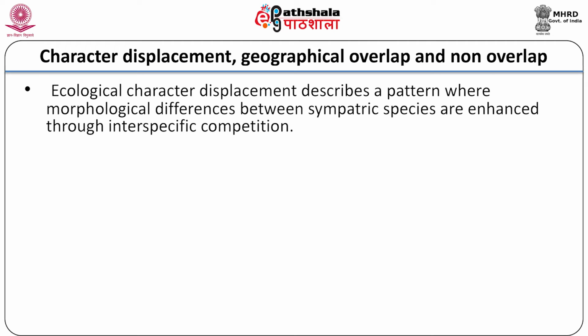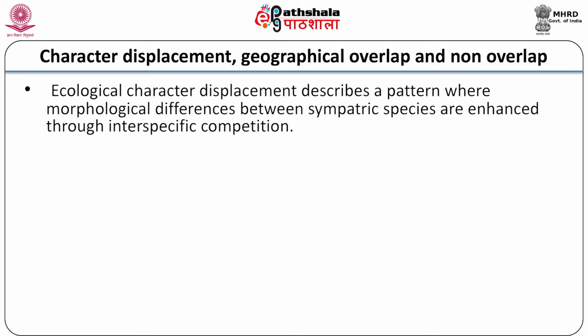Ecological character shift describes a pattern where morphological variations between sympatric species are enriched through interspecific competition. The theory of ecological character displacement was first developed by W. L. Brown and E. O. Wilson in 1956. This theory is quite simple.